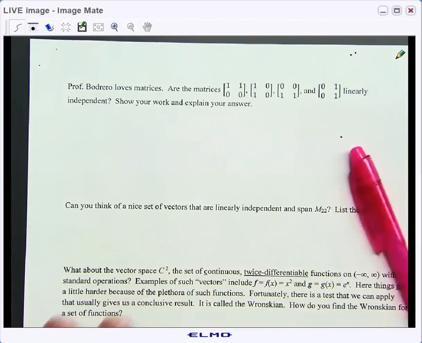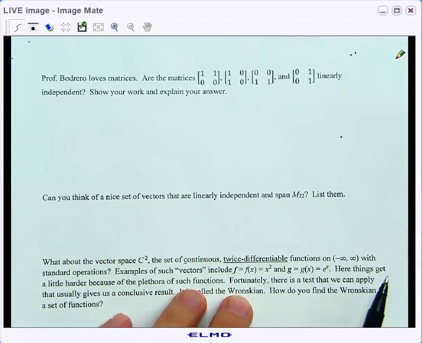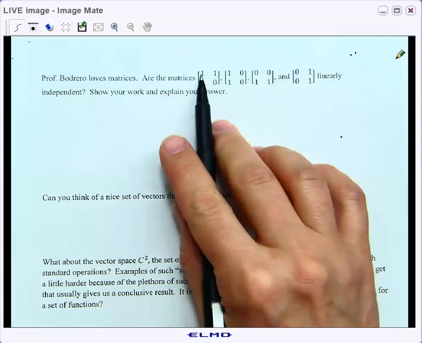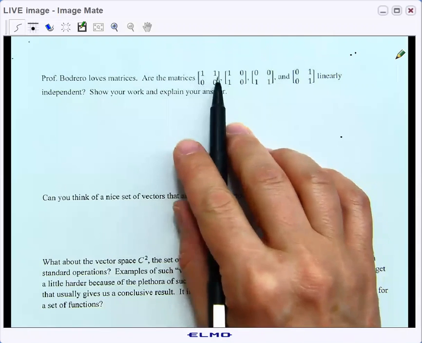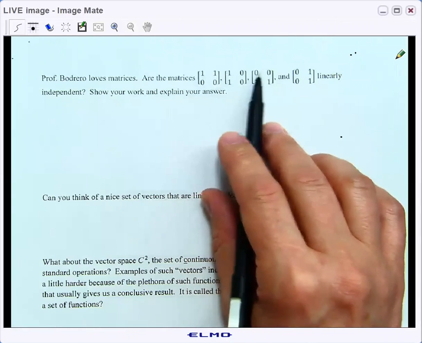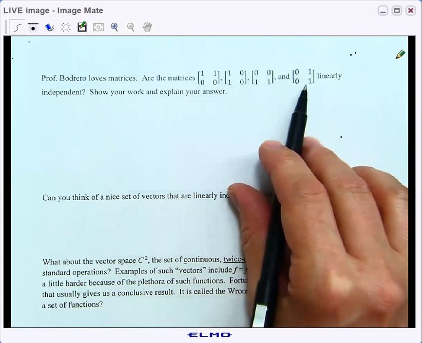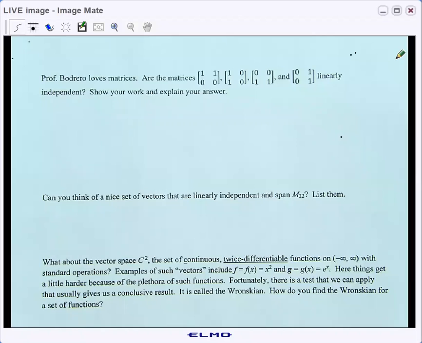What about matrices? In 5.1, we showed that matrices under standard operations are also a vector space with real coefficients. Are the matrices [1, 1; 0, 0], [1, 0; 1, 0], [0, 0; 1, 1], and [0, 1; 0, 1] linearly independent? Show your work and explain your answer. I'll go ahead and pause the video and then we'll get back in just a minute.